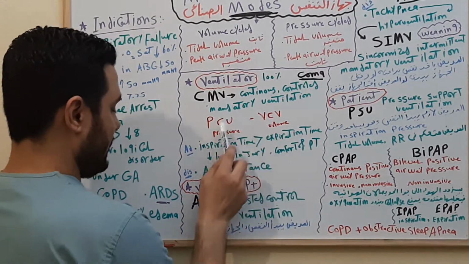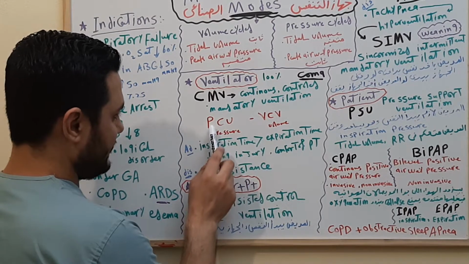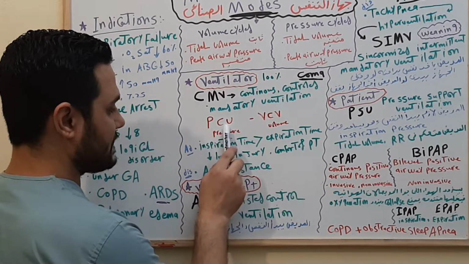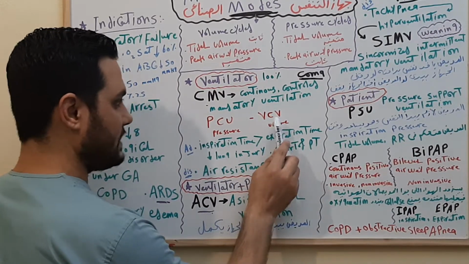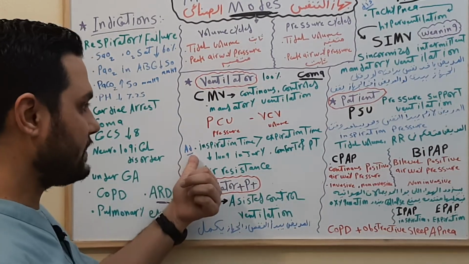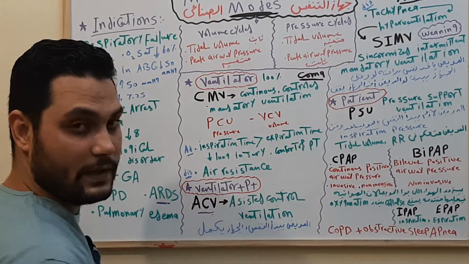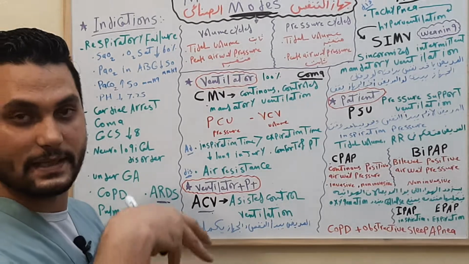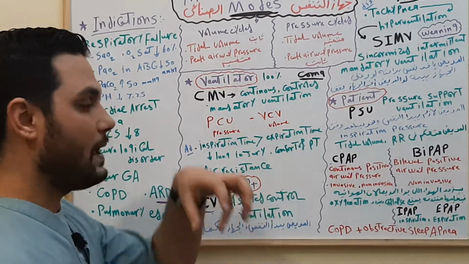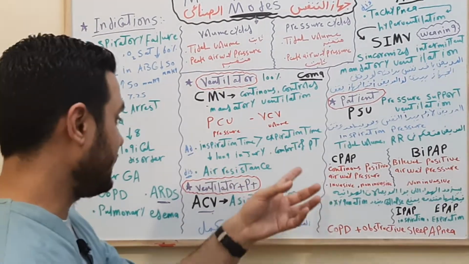If the pressure is the one fixed, it is PCV. If the volume is fixed, it will be VCV. The advantage of this one is that inspiratory time is more than expiratory time. So this decreases lung injury and makes the patient more comfortable.